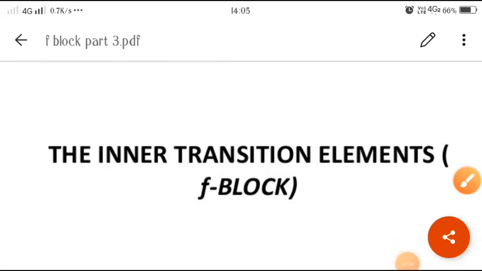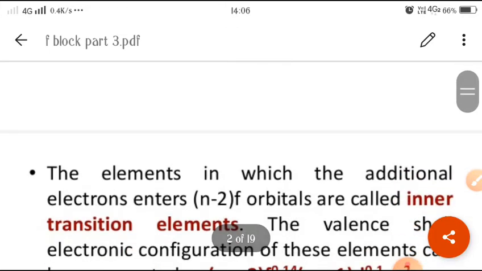Now we will discuss the inner transition elements or F block elements. So this is the second part of the chapter D and F block elements. D block elements we have discussed, and the general properties. Now we shall discuss the F block, also called inner transition elements.